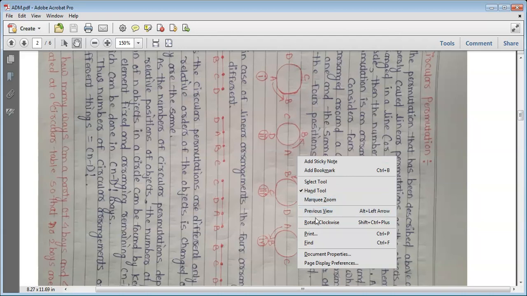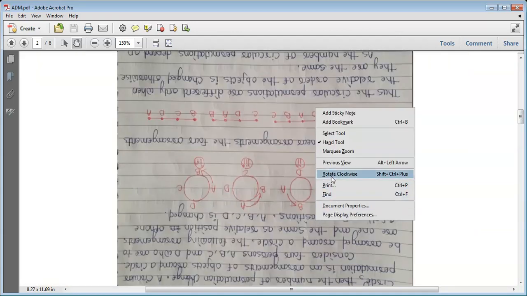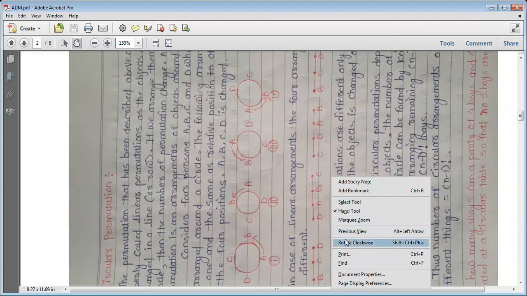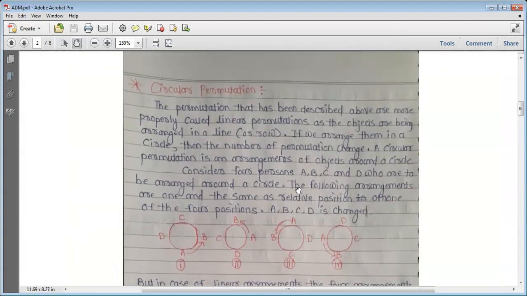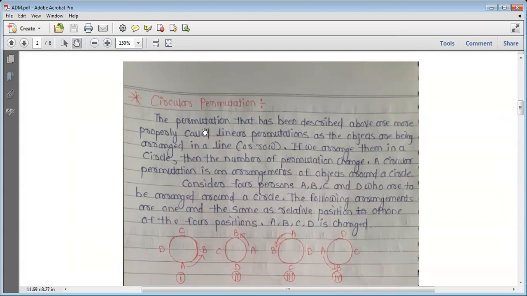Now the next point is circular permutation. We have already seen some types of permutation, which are restricted permutation and permutation of things which are not recurrent, and when repetition is allowed. These permutations are nothing but linear permutations. But now we have to see what circular permutation is. The permutations described above are more properly called linear permutations, as the objects are being arranged in a line or in a row. Now, if we arrange them in a circle, then the number of permutations changes. A circular permutation is an arrangement of objects around a circle.